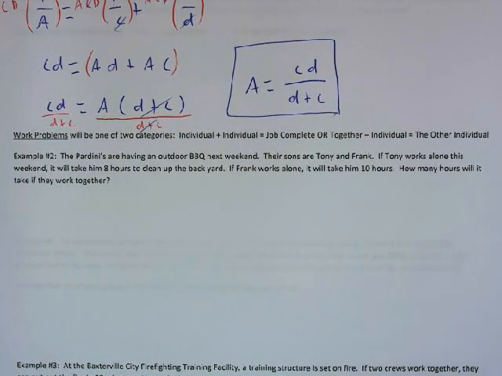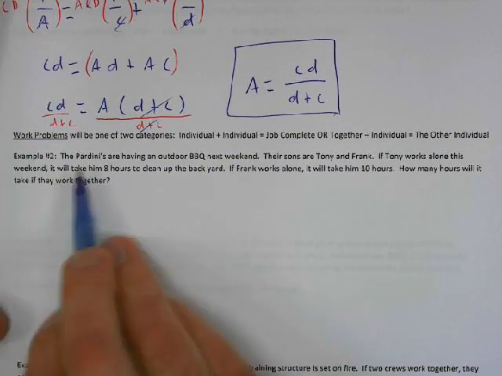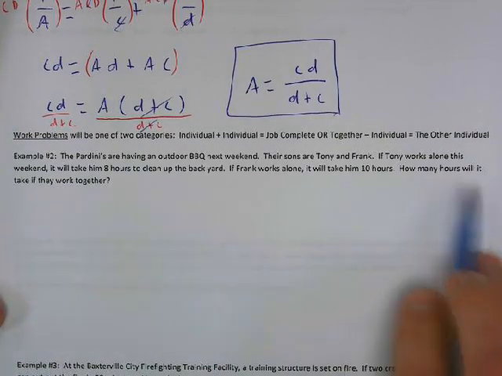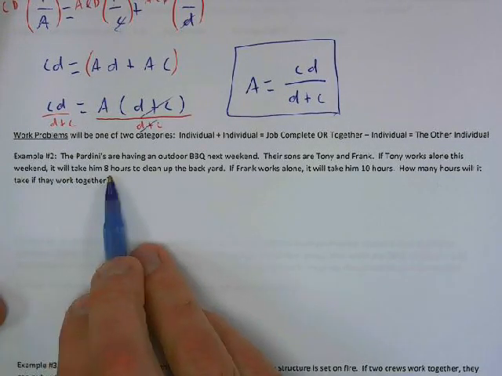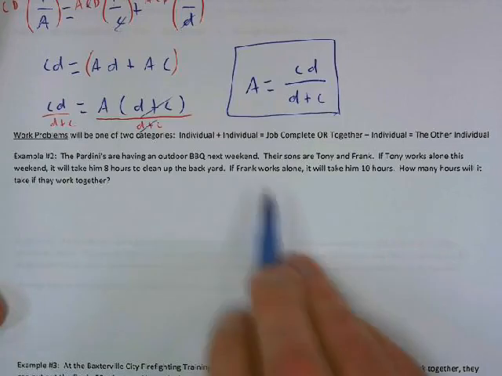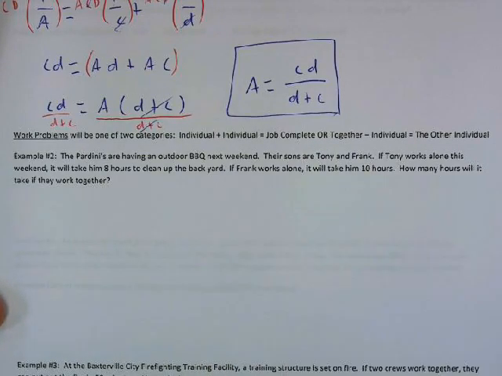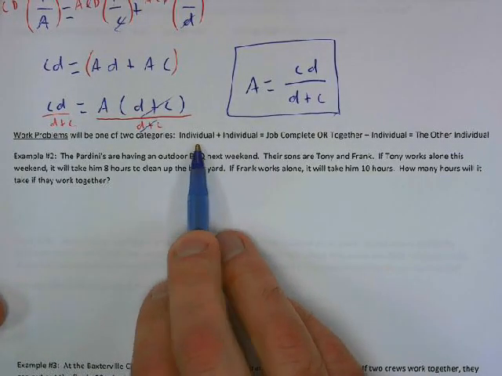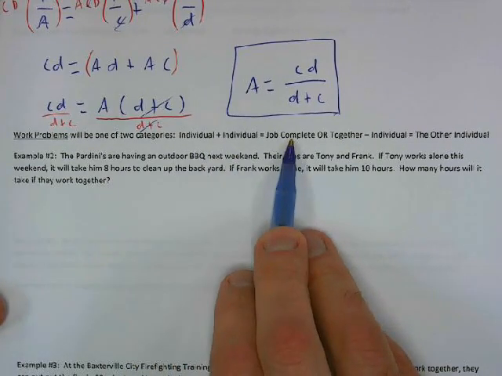We'll dive right into example number 2. Example 2 says the Pardinis are having an outdoor barbecue next weekend. Their sons are Tony and Frank. If Tony works alone this weekend, it'll take him 8 hours to clean up the backyard. If Frank works alone, it'll take him 10 hours. How many hours will it take if they work together? This is the first type of problem here. We want to see how long it takes Frank and Tony to get the job done.